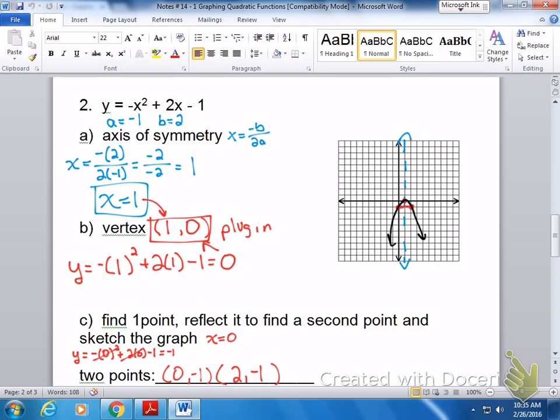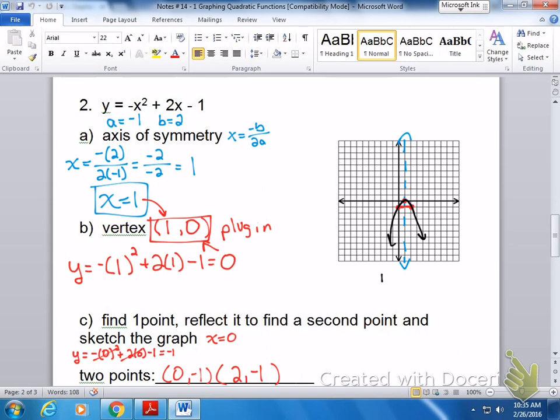And there's your parabola. Now you notice this one opened down instead of up. If you look at the first one, our x squared was positive, but on this one it's opening down and our x squared is negative. So a positive x squared opens up, a negative x squared opens down.